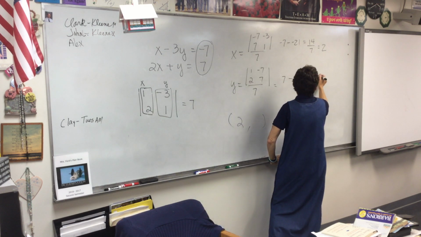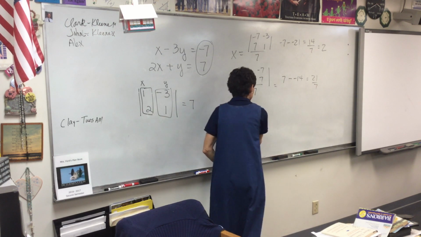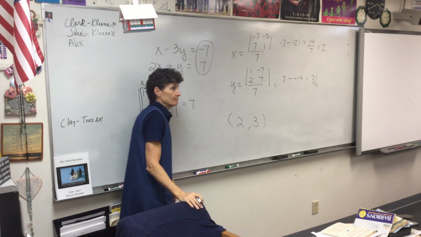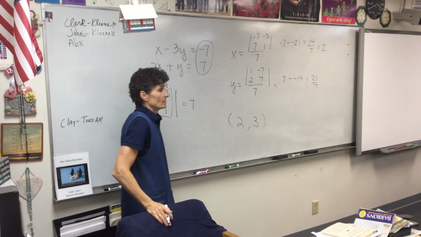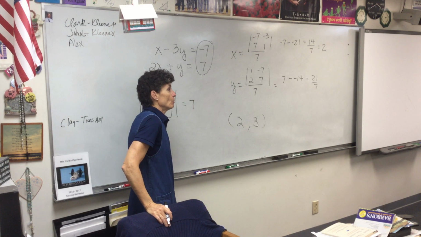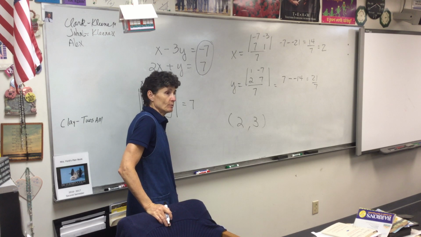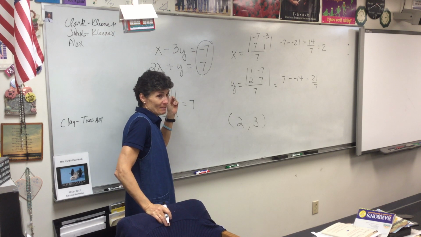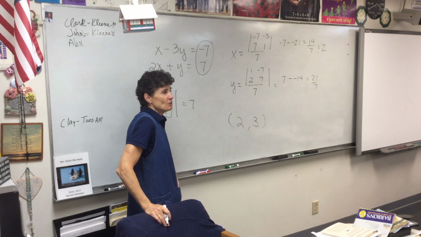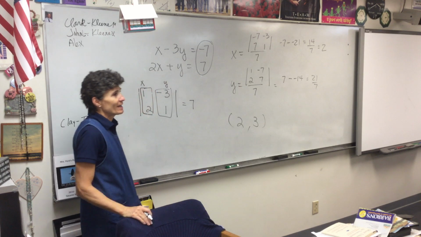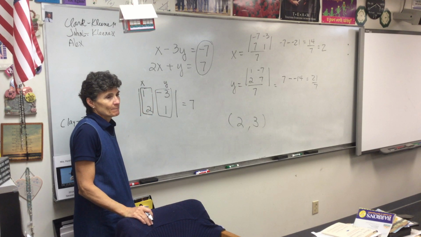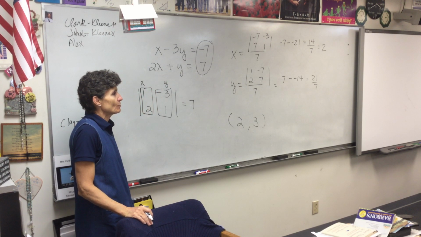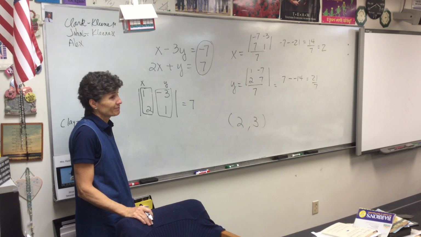(21) over 7, so my y value is 3. Now, I know exactly what's going through your head right now. You're thinking, you gotta be kidding me, I'm gonna substitute or eliminate, I'm not gonna do this. Can you think of a possible advantage to Cramer's rule? Especially those of you that are fraction phobic and not very good at it.